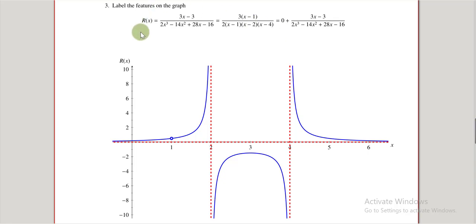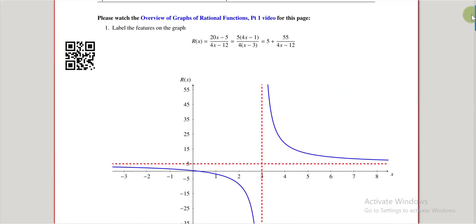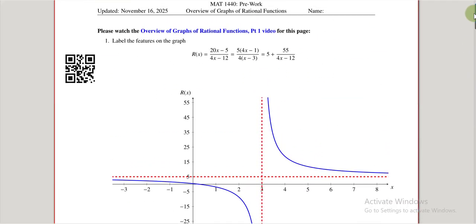So here again, we have this rational function, we have its graph, and we want to be able to start talking about these different rational functions. For right now, I've done a lot of the work for you, and we're just going to talk about the pieces. In later sections, you'll do the work, and you'll give the answers to the various questions.